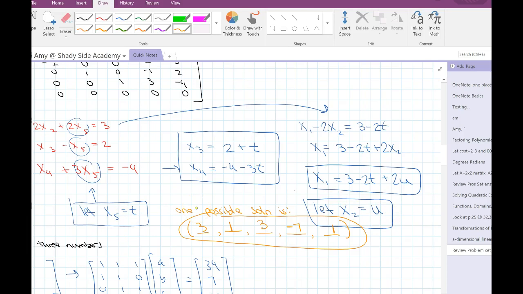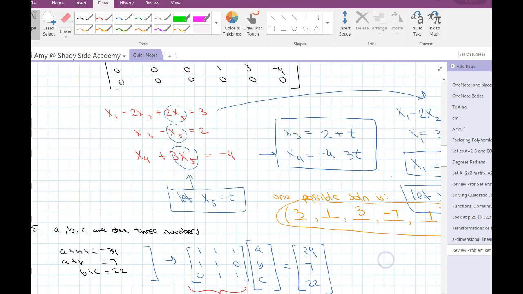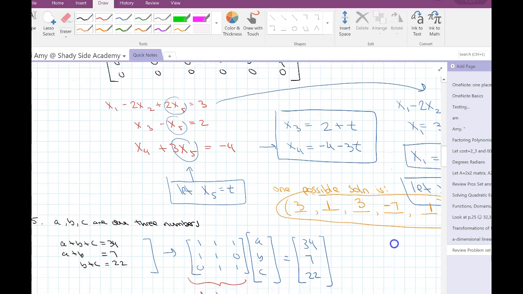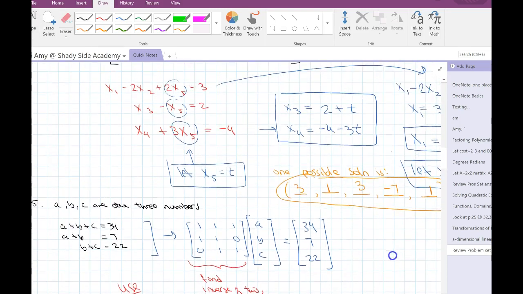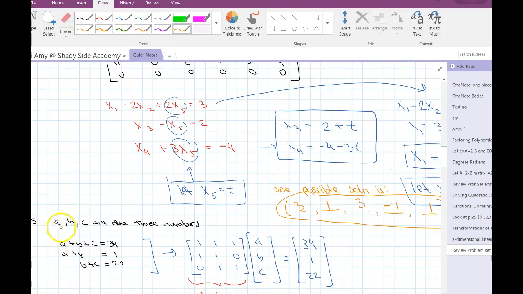Very good. Number 5: find 3 numbers whose sum is 34 when the sum of the first and second is 7, and the sum of the second and third is 22. This is actually a fairly simple one. I said let A, B, and C be the 3 numbers I'm looking for. Here, the sum of the 3 is 34. Here, the sum of the first 2 is 7. Here, the sum of the last 2 is 22.